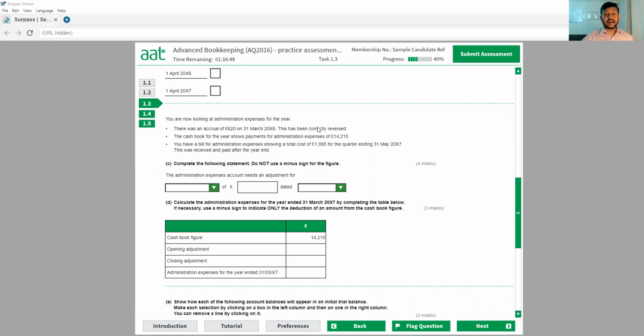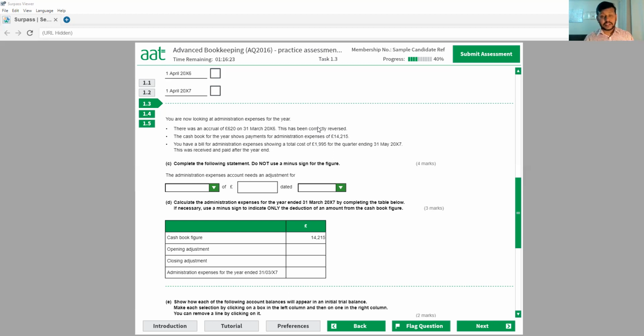Accruals means we have used the services, but didn't make the payment yet. Accrued expenses, for example, for the month of March, we have used the electricity, but we didn't make the payment yet because the bill we're going to receive maybe first week of April or the next month. So we have used the services, but didn't make the payment yet. And for that reason, this expense is accrued.